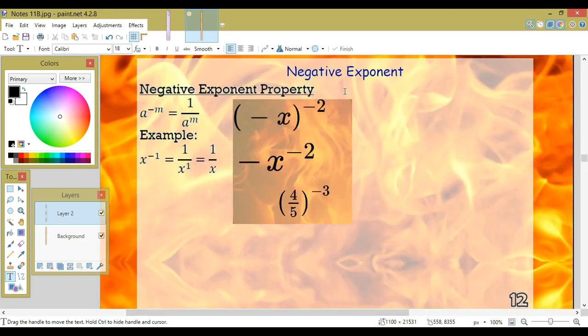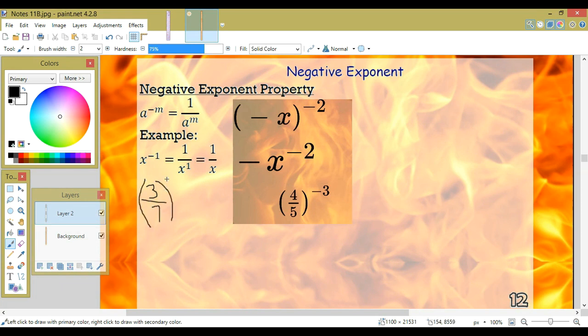Page 12, negative exponent. That's when you flip the fraction. Here's some examples. We have x to negative 1. It's 1 over x to the first power. It's just 1 over x. Here's another one. 3 over 7 to negative halves. So we flip that fraction. 7 over 3. And we change the sign to a positive.